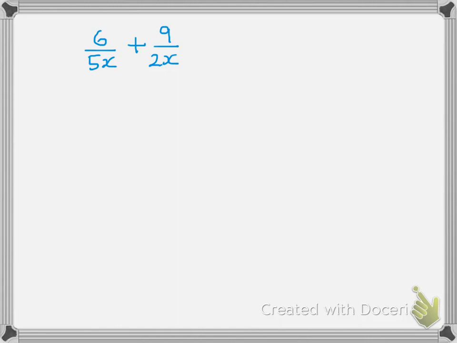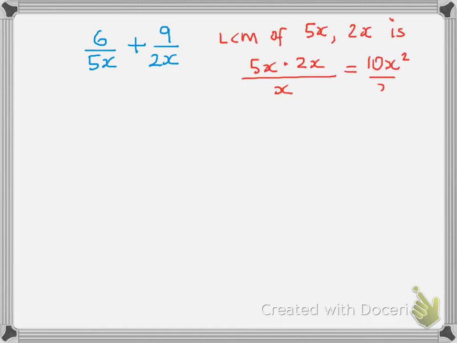So this one is like having two unlike fractions. Like we did previously, we are going to find the least common multiple of 5x and 2x. So that shortcut I showed you previously, I'm going to use it now. The least common multiple of 5x and 2x is 5x times 2x divided by the greatest common factor of 5x and 2x. The greatest common factor is x. So if you simplify this, you will get 10x squared divided by x, and your result will be 10 times x. So therefore, the least common multiple of these two is 10 times x.